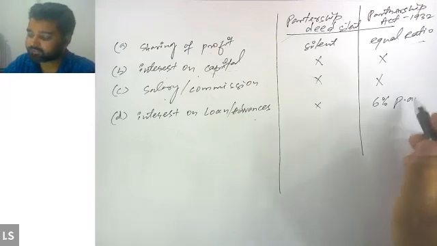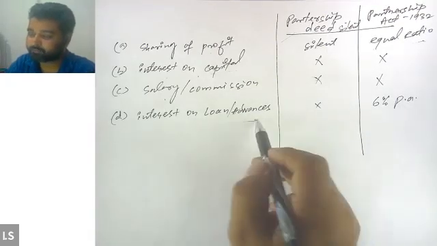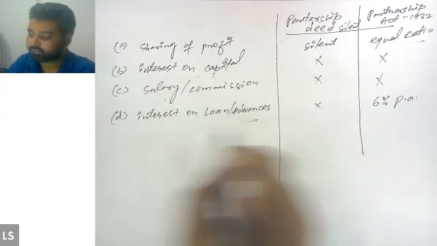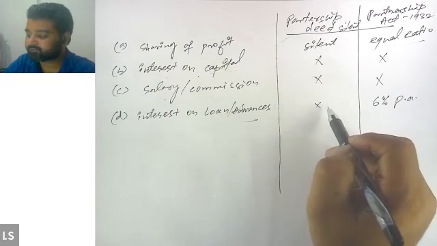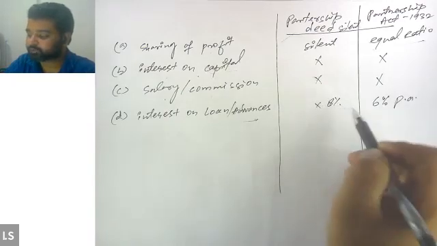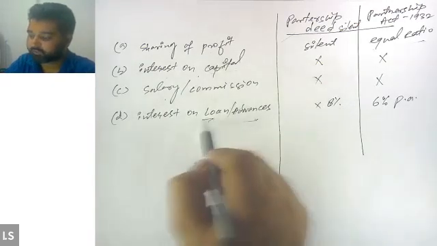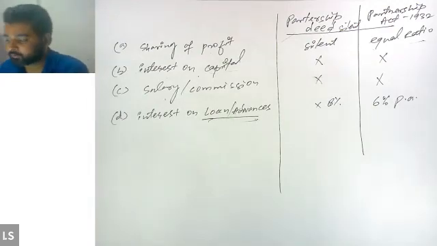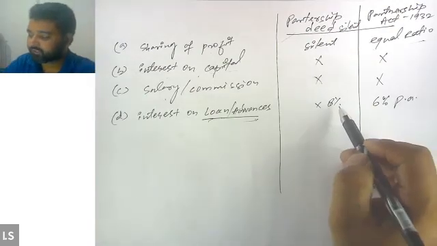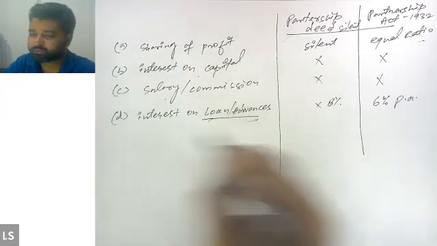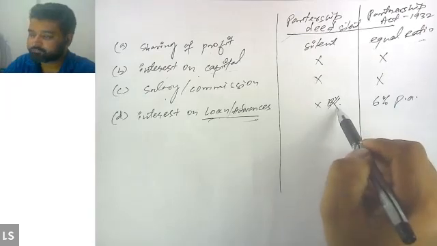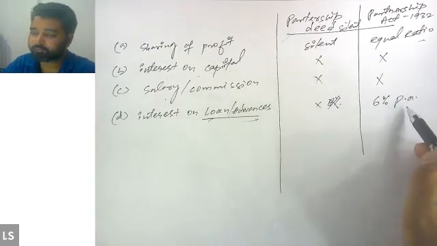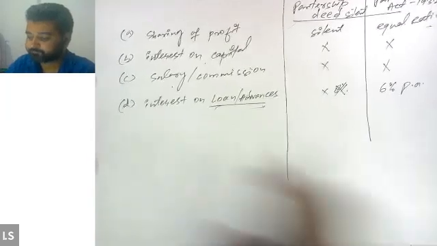Or otherwise, if there is already an agreement regarding payment of interest, then interest will be paid as per the agreement. Let's suppose there is an agreement among the partners that they will be paying interest at 8% to the partner who has given a loan to the firm. Then interest of 8% needs to be paid to such person who is giving loan to the business. But if there is no agreement, then in such a case also payment of interest will be 6% per annum.